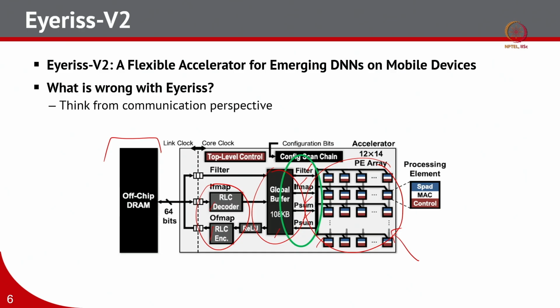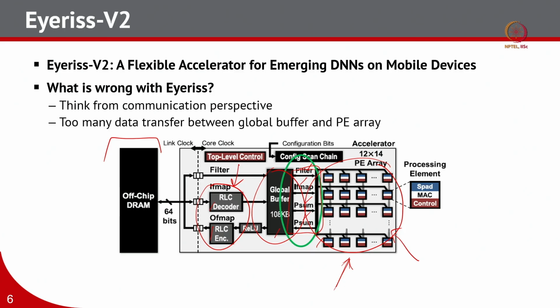Now that much huge data communication is happening through only one channel. There is only one interface between the global buffer and the PE array, and the whole communication of every data is happening on that interface itself. So although our compute element might be very fast, we have a very good data flow, and we have a good data compression technique, still the communication latency might be the bottleneck, because there is only one single communication channel between the global buffer and the processing elements, right.